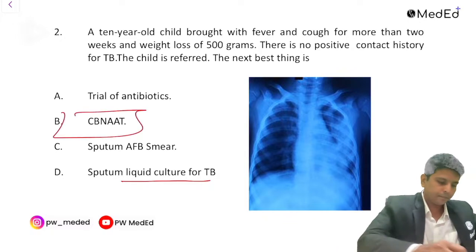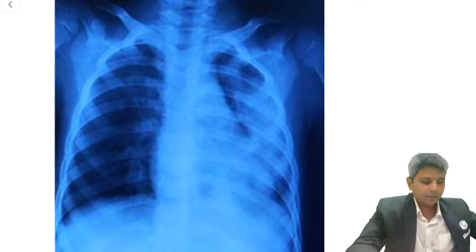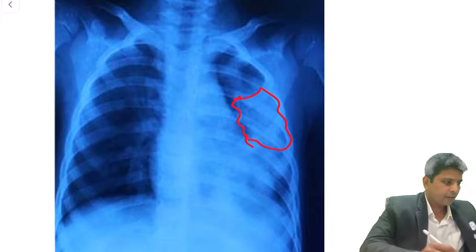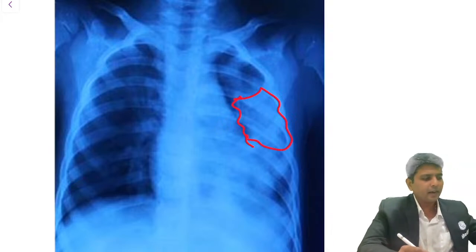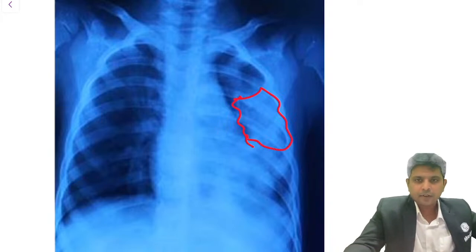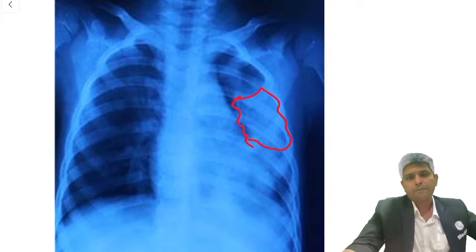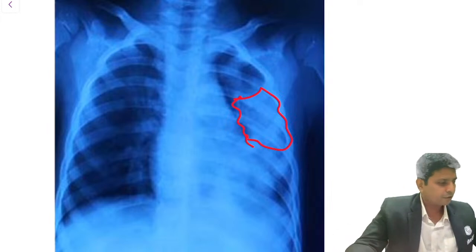But my dear kids, what is the answer? Look at this. Can anyone tell me what you are seeing here? Opacity present in the left upper lobe. So is it correct or not? Opacity present in the upper lobe. So is this a case of pulmonary tuberculosis? Tell me, is this a case of pulmonary tuberculosis?